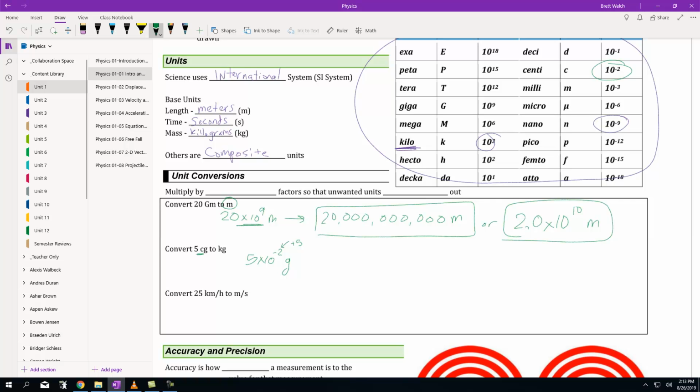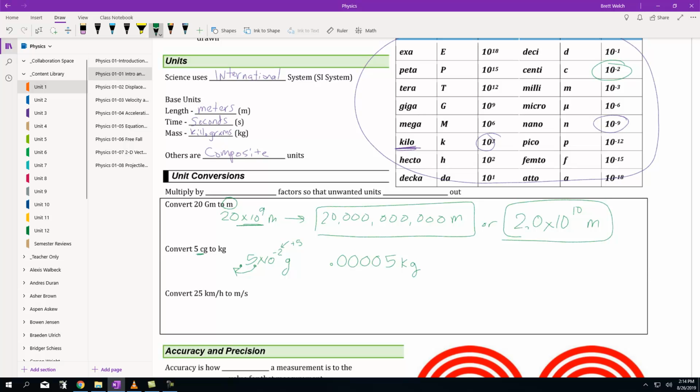Adding 5 to that exponent means that I'm going to have to move the decimal over. Sorry, it starts out right here. I'm going to have to move it left to compensate for the bigger exponent. So as I move it left 5 times, I end up with 0.00005 kilograms. Now you might ask, are we sure that that's right?